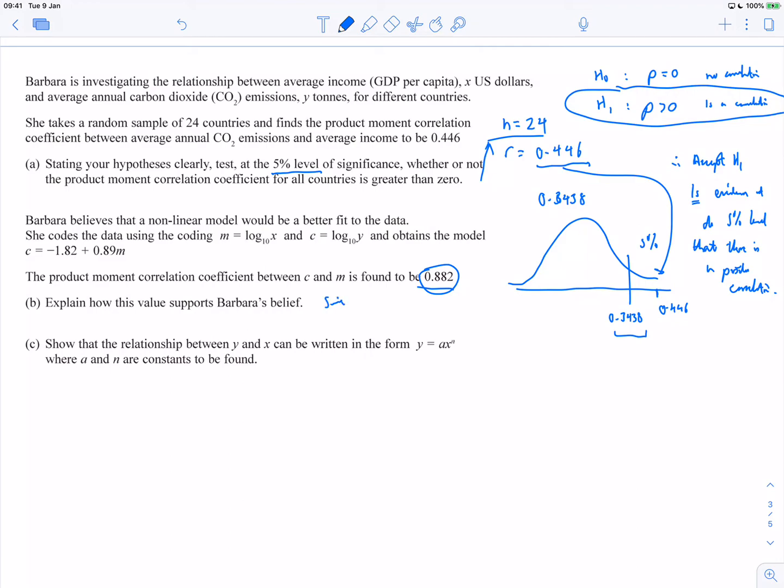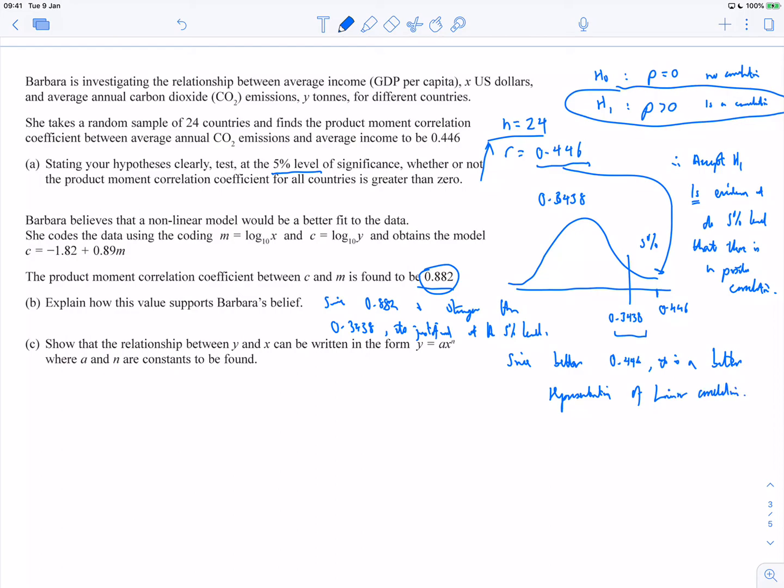So since 0.882 is stronger than 0.3438, it's justified at the 5% level, and since it's better than 0.446, it is a better representation of linear correlation. Okay, show the relationship between y and x, so this is part B, so that's done. This is all part A.